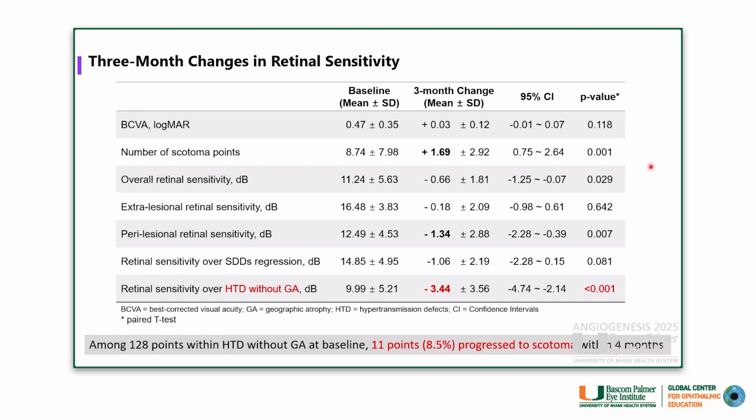And here this table shows 3-month changes in function. The best corrected visual acuity and overall retinal sensitivity remained stable, whereas retinal sensitivity over the HTD without GA showed a significant decline even within the 3 months. Among 128 points over the HTD without GA, 8.5% progressed to scotoma within 4 months, highlighting the limitations of global or perilesional microperimetry and the value of lesion-specific retinal sensitivity in GA follow-up.